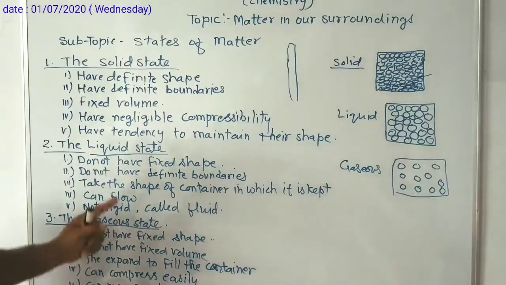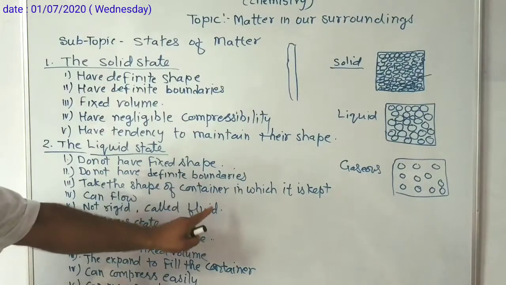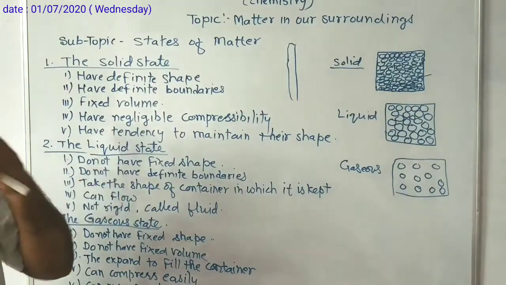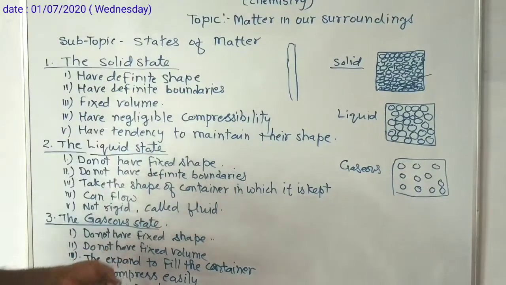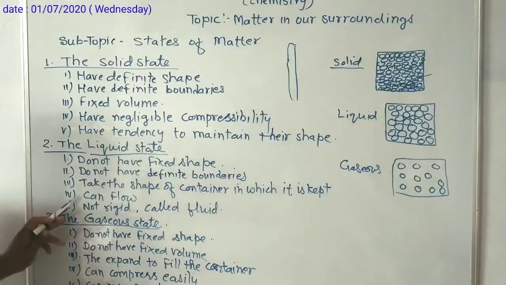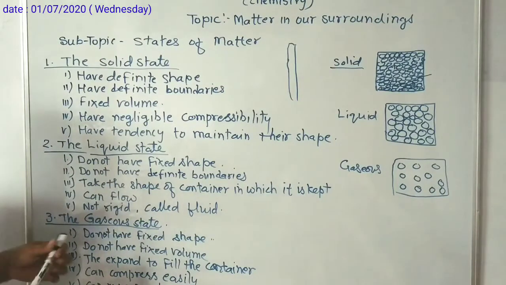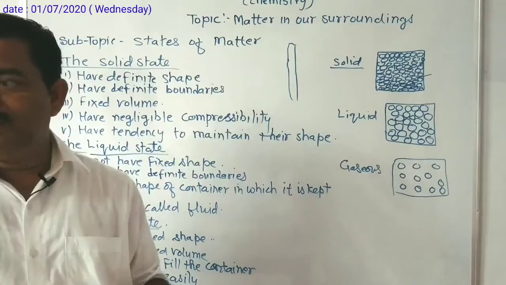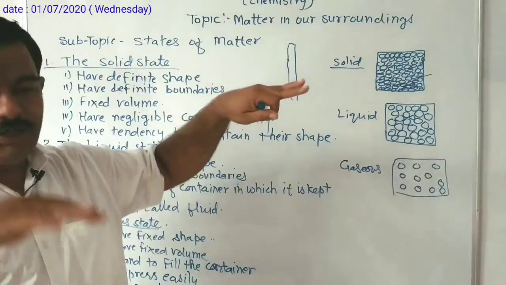As I have told you, it will take the shape of the container in which it is kept. मतलब ये जिस कंटेनर में रखा जाएगा उसका शेप ले लेगा, जिस भी कंटेनर में रखा जाएगा उसका शेप ले लेगा. Can flow. You just pour the water on the floor. What will happen? It will start to flow from the higher to the lower region.